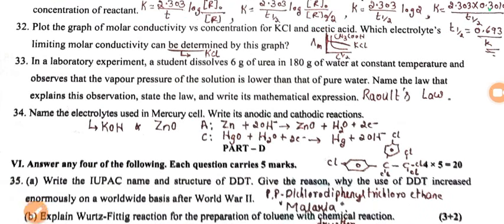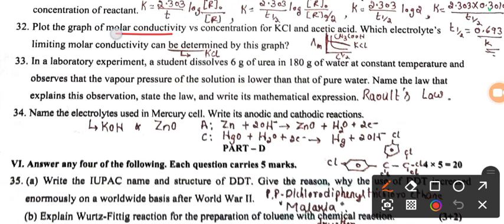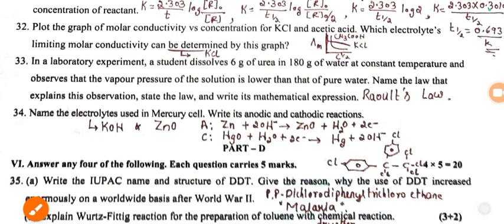32nd question: plot a graph of molar conductivity versus concentration of KCl. Very expected question. This is a graph of both strong electrolyte and weak electrolyte. And for which electrolyte the limiting molar conductivity can be determined from this graph? The strong electrolyte, that is KCl.